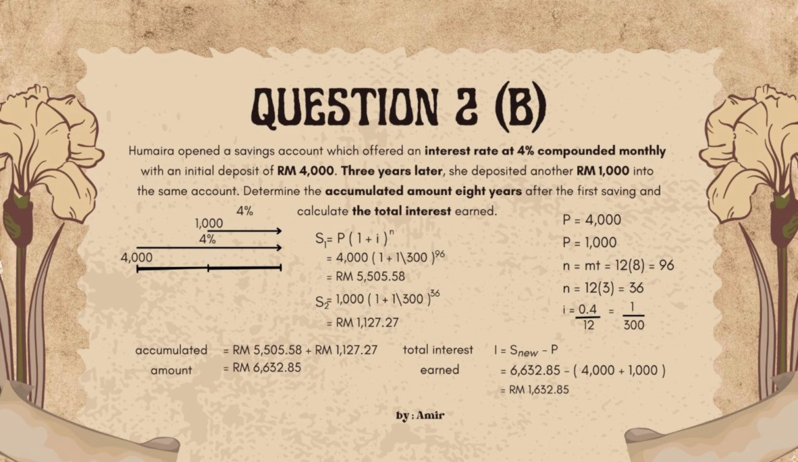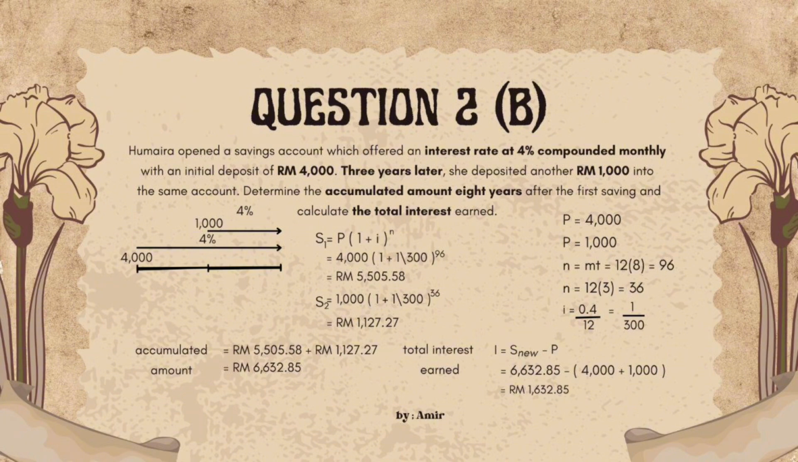So, next, let's find S2, which is based on the formula S2 equal to P(1 + i)^N, and substitute the numbers given, that is S2 equal to 1000(1 + 1/300)^36, and you will get the answer 1127.27. After that, we need to find the accumulated amount, S1 plus S2. Okay, we go back to the question, that is, we need to calculate the total interest earned.